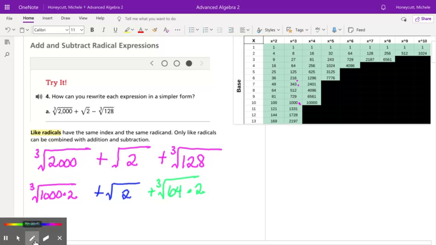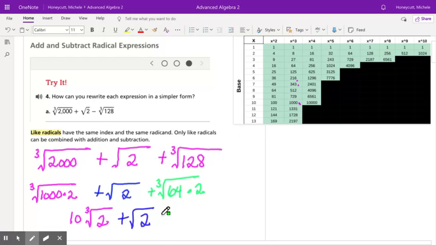So then if I simplify everything, the cubed root of 1,000 is 10. So I have 10 cubed root of 2 plus the square root of 2 plus, and I need to know what the cubed root of 64 is. 64 is right here. The cubed root of 64 is 4. So plus 4 cubed root of 2.